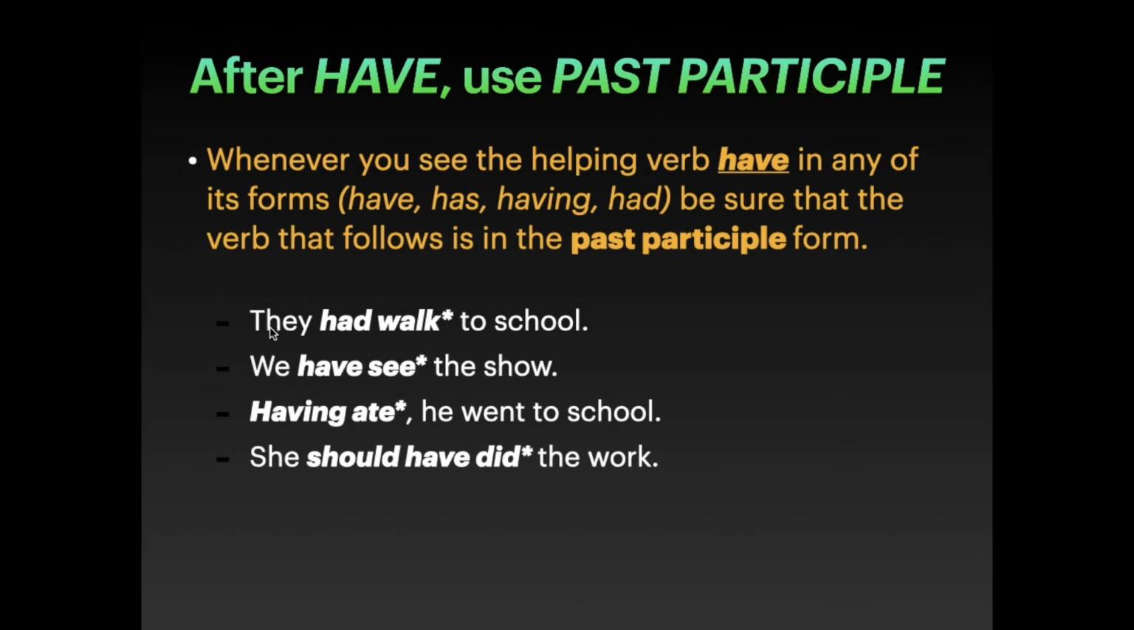So here the problem, they had walked to school. We have had as an auxiliary verb, but this is not in past participle. How do we correct it? They had walked to school. We have see the show. This is not past participle. We have seen the show. Having ate, comma, he went to school. Having eaten, he went to school.